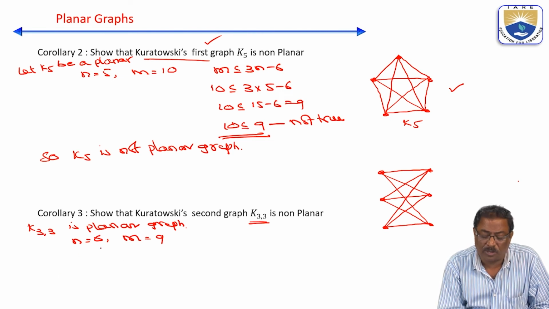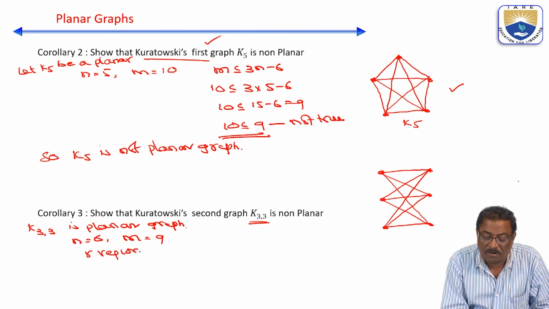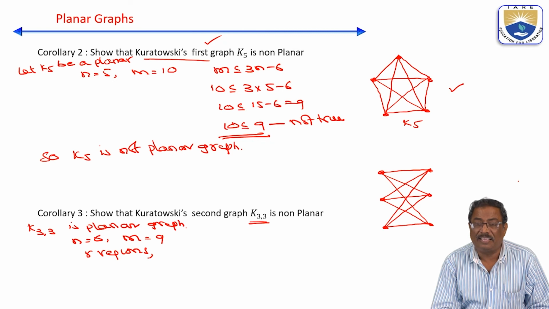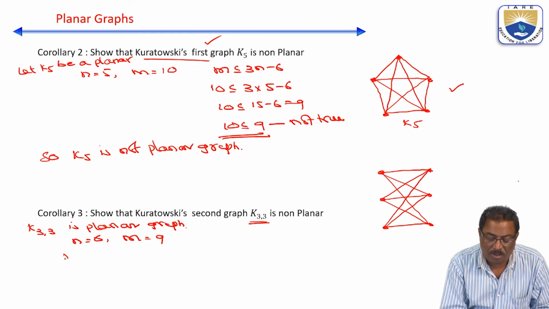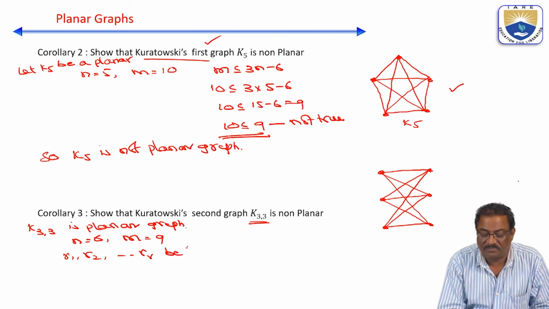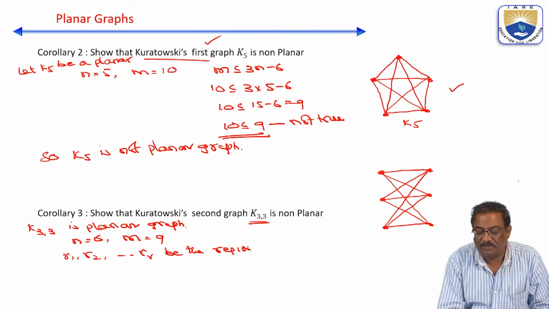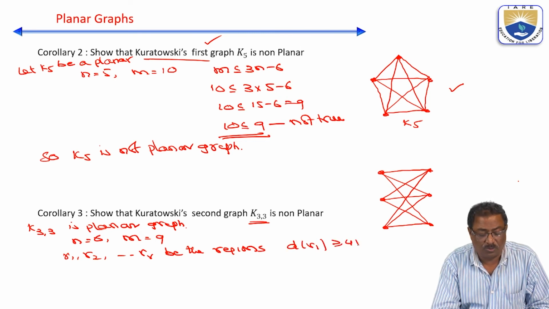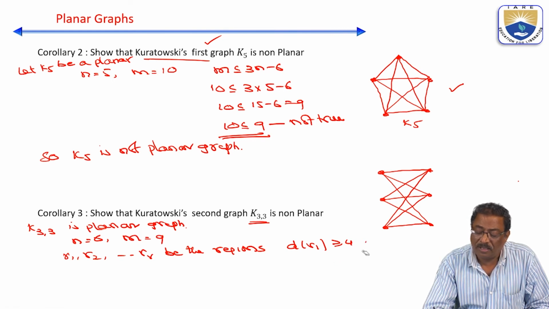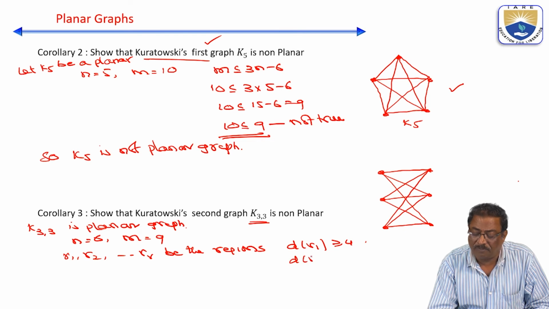Now let us say it has R regions. What is the degree of each region? Let R1, R2, and so on up to RR be the regions. Now, the degree of R1 is greater than or equal to 4. Degree of R2 is greater than or equal to 4, and so on. Degree of RR is greater than or equal to 4.